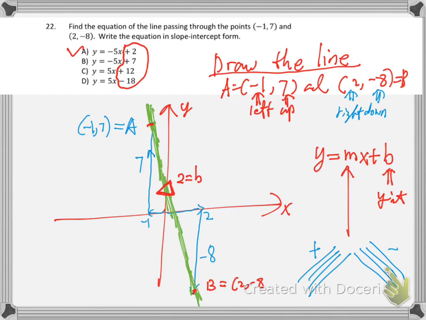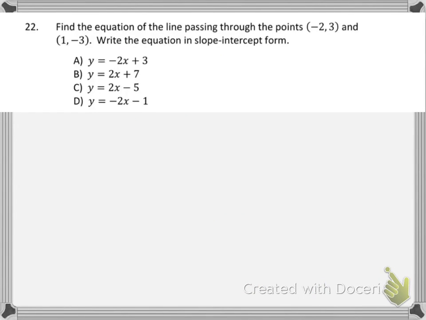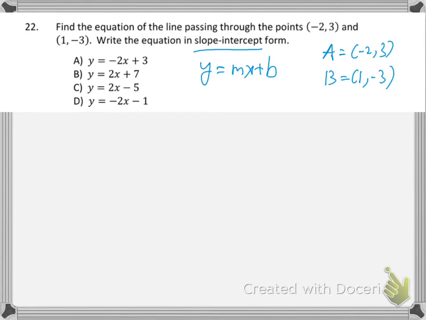Now let me draw two more pictures for this question, because this calculation method is hard. So a similar example. We want to find the equation of the line. It's still this form, y = mx + b, passing two points. Our point A is (-2, 3), and B is (1, -3). So let's draw the picture.